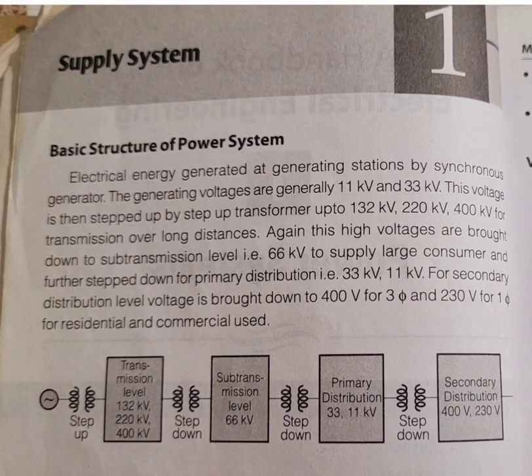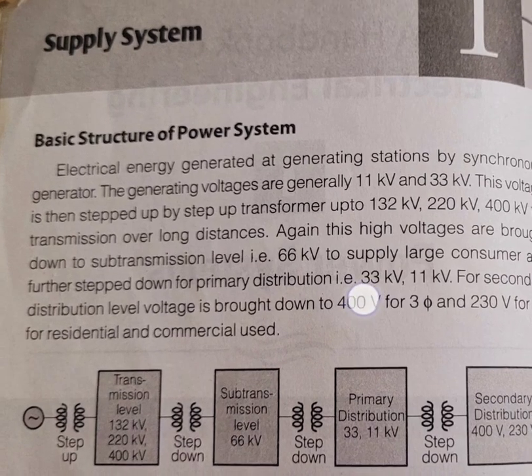For transmission over a long distance, the high voltages are again brought down to the transmission level, that is 66 kilovolt. This voltage is very high: 400, 220, 132 kilovolt. If we suddenly step down from that, no problem may happen, but the cost of the transformer will increase. That's why we convert it to 66 kilovolt, for economic purposes.